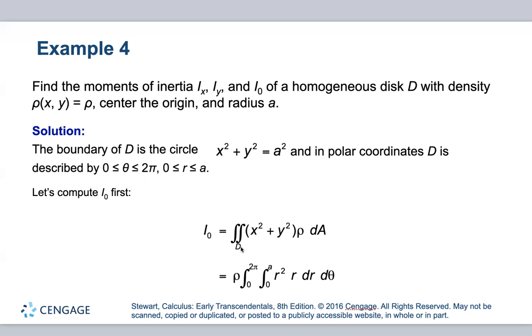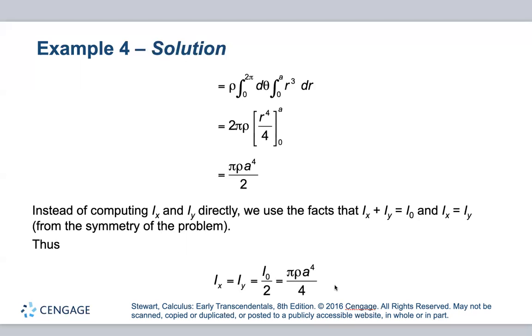So that's a double integral over D of x squared plus y squared times the density, which in this case is constant. It's just rho dA. So let's convert to polar coordinates. So r goes from 0 to a, theta goes from 0 to 2 pi. The density is constant, so I move it out in front. This x squared plus y squared gets replaced by r squared. And then the dA in polar coordinates is r dr d theta.